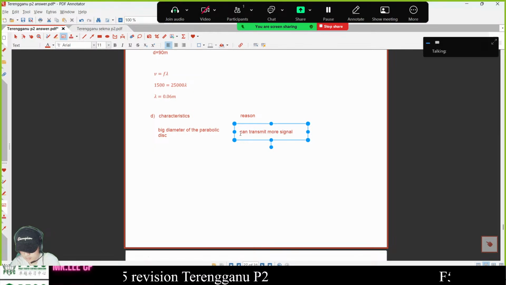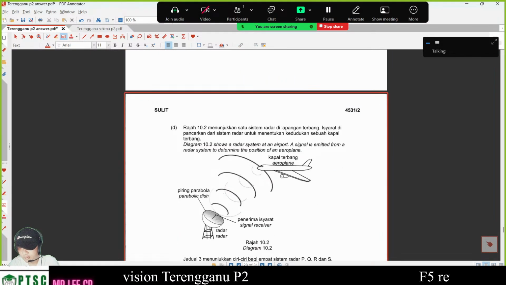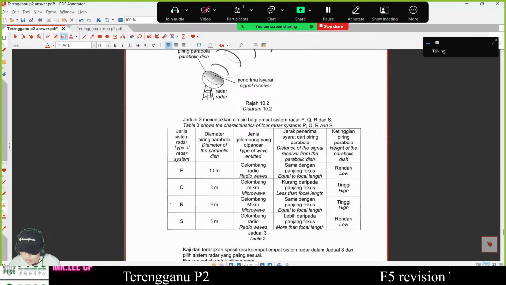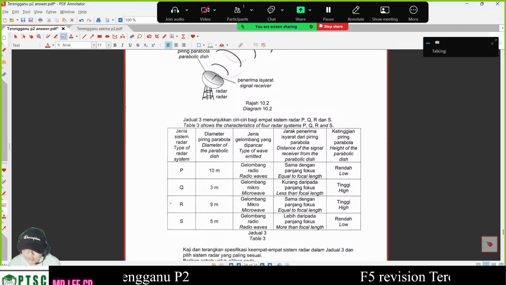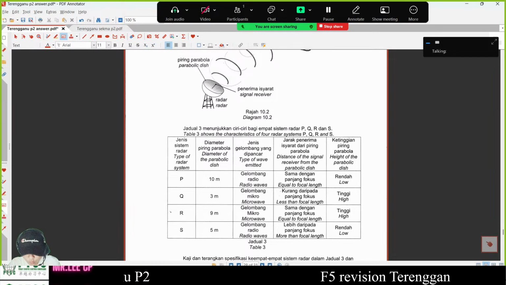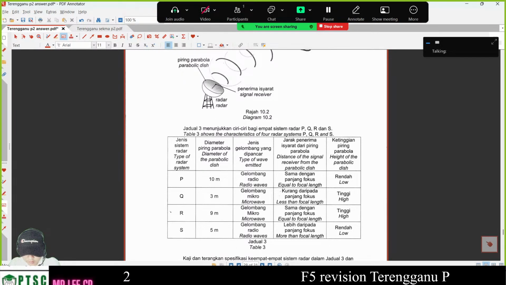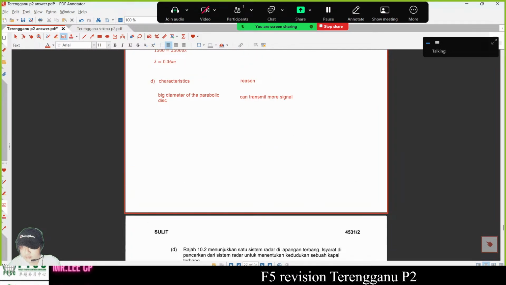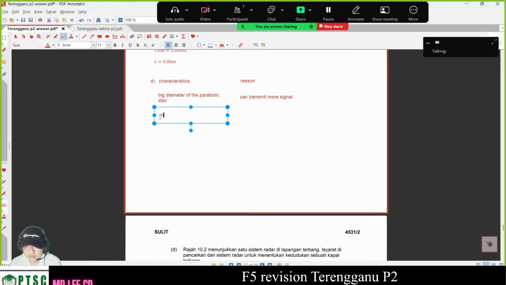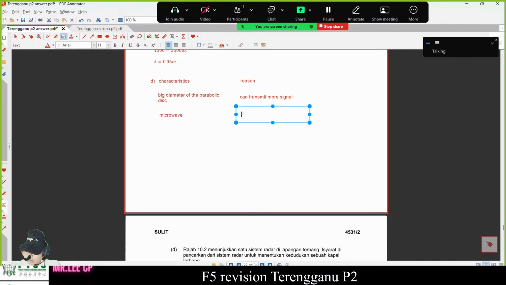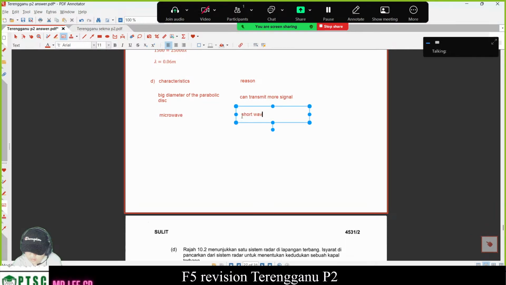Okay. The next one, type of the wave. Radar is using microwave, right? Microwave. Type of the wave is microwave, right? So why should it be short wavelength?